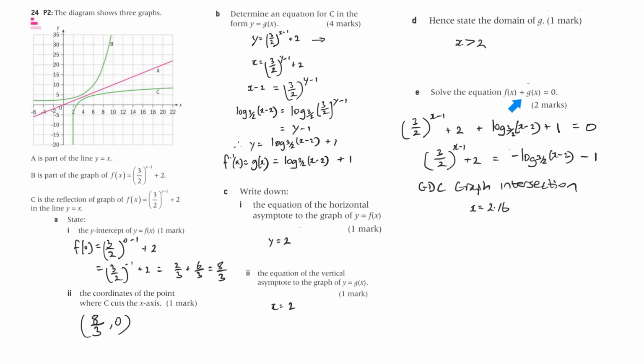And E, solve the equation, the original function plus the inverse equals 0. And so we just put the original function, plus the inverse, equals 0. Now what we did was we used the graph intersection to solve that. We plotted that with the graphic display calculator, and we found that x is equal to 2.16.